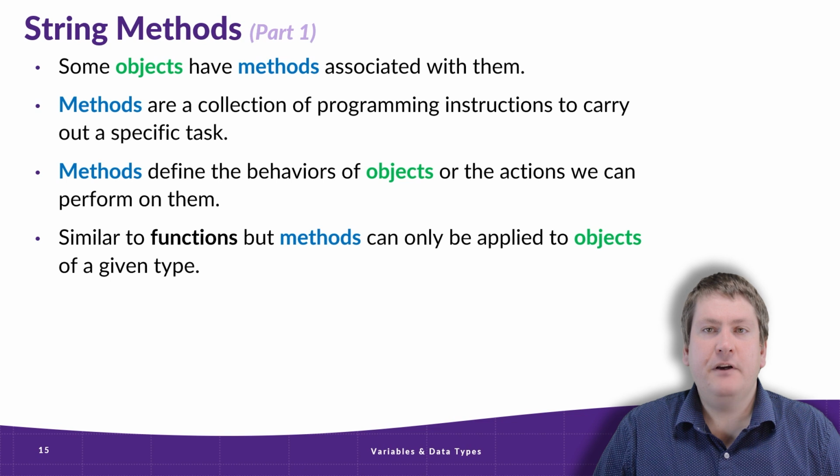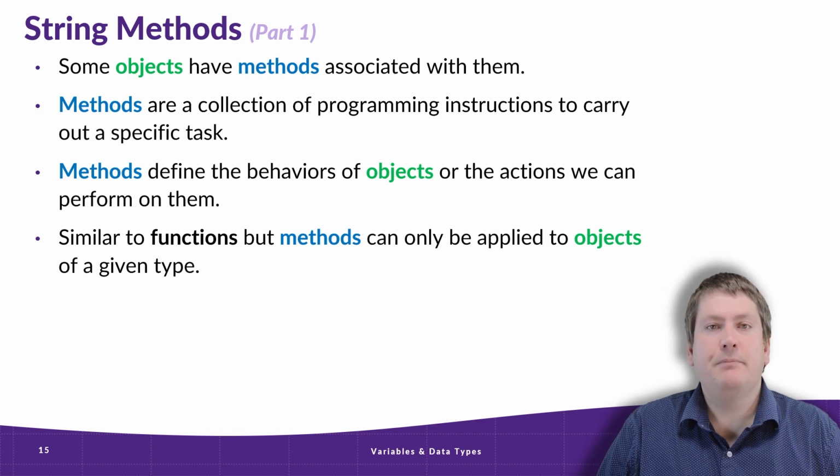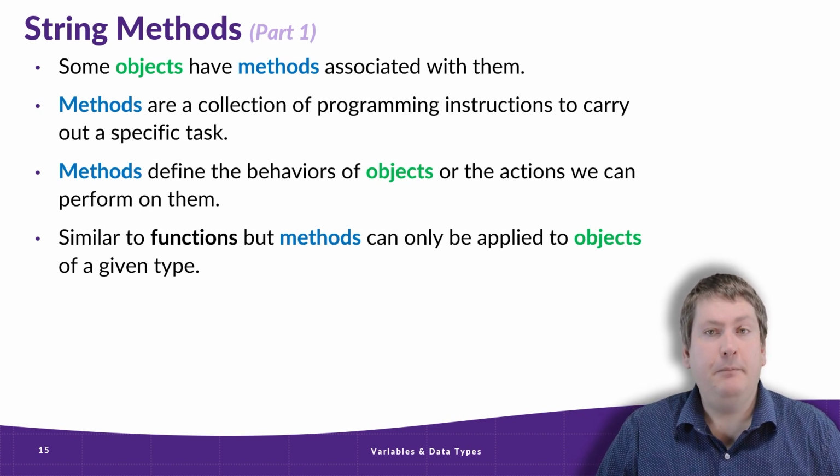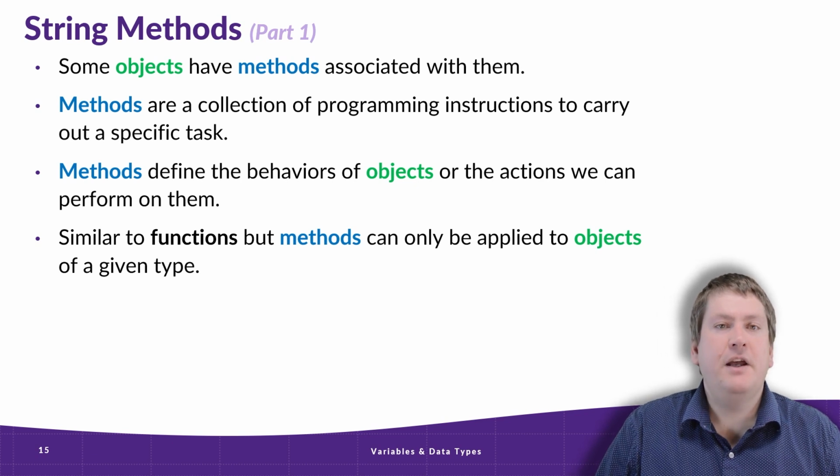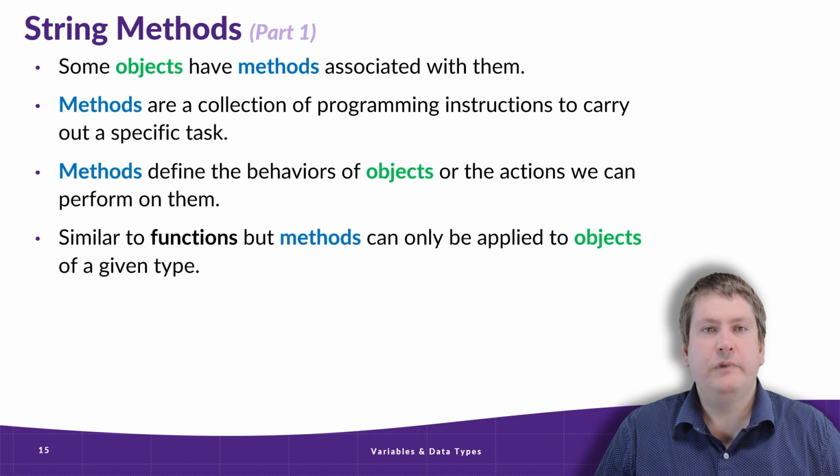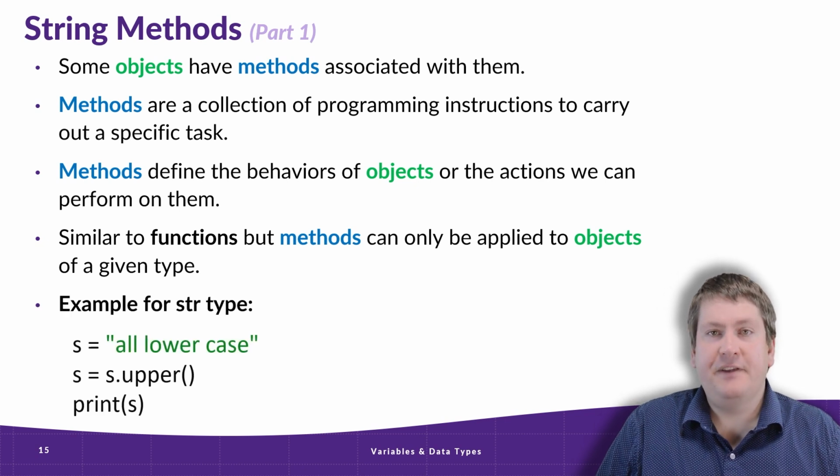They're very similar to functions, but methods can only be applied to an object of a specific type. For example, string methods are only available for objects of the string type and not other types such as integers. Let's take a quick look at an example.